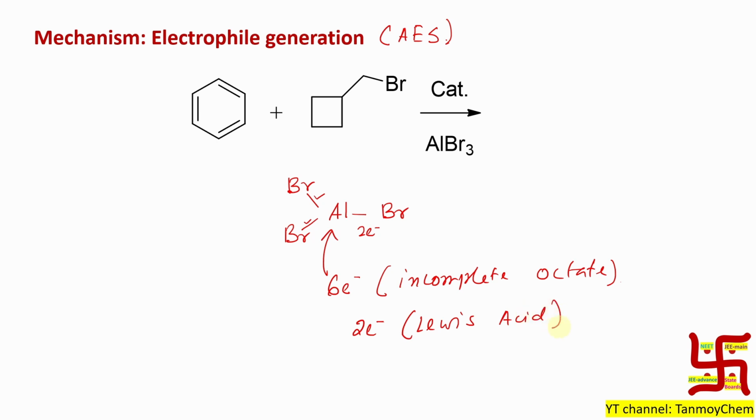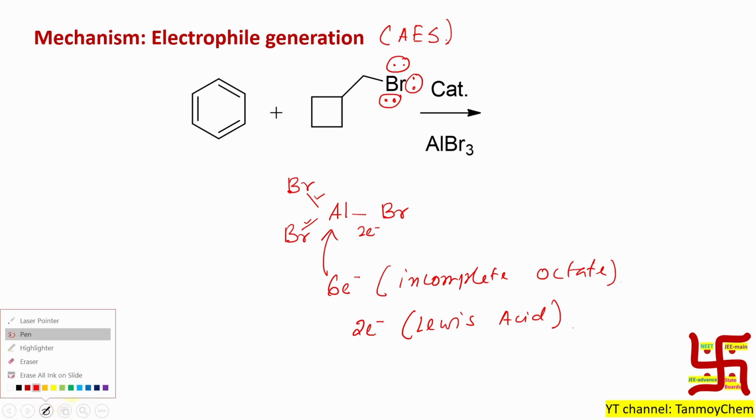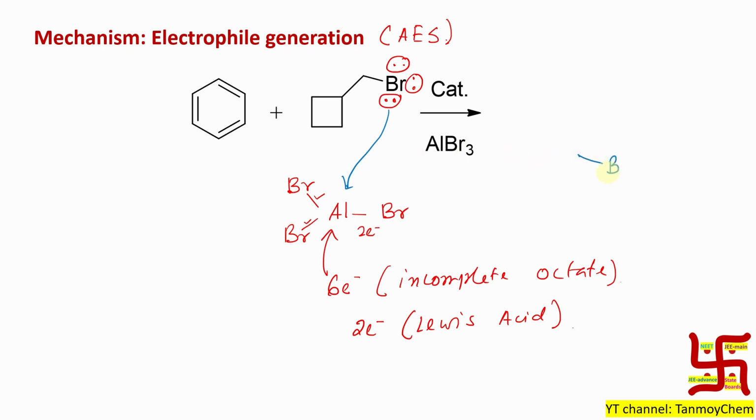Now fine, Lewis acid is this one. Which one acts as Lewis base? Actually this bromine. Why? Because this bromine has 3 lone pairs. So one of them could be donated to this central atom aluminium. Fine. So in this way it will form an acid-base adduct. So this is bromide. Now bromide gives electron to this AlBr3.